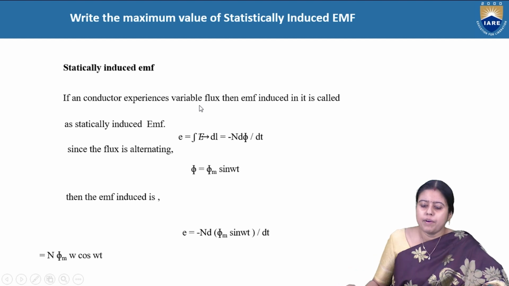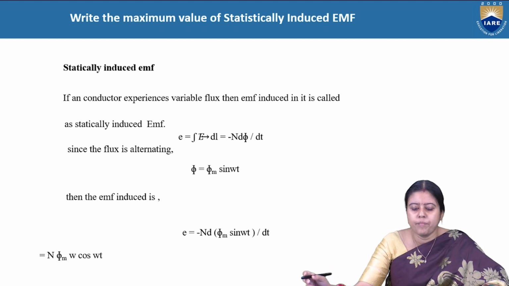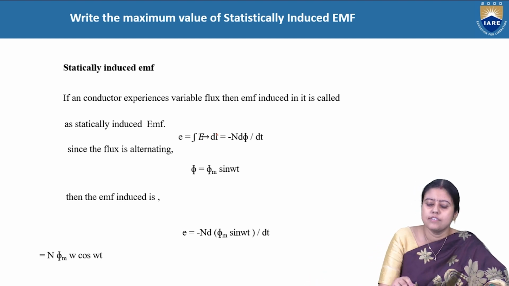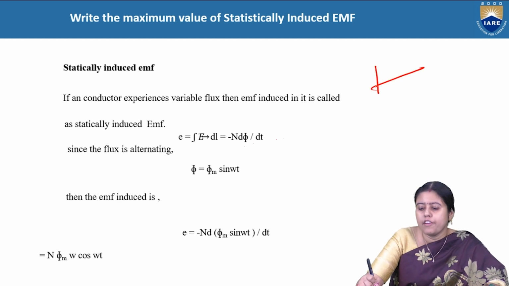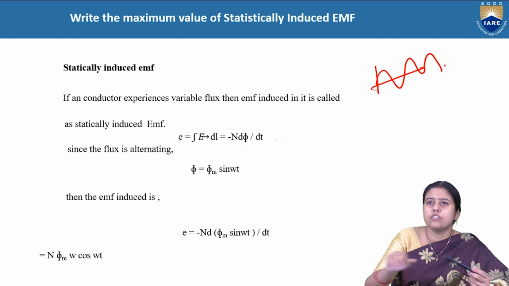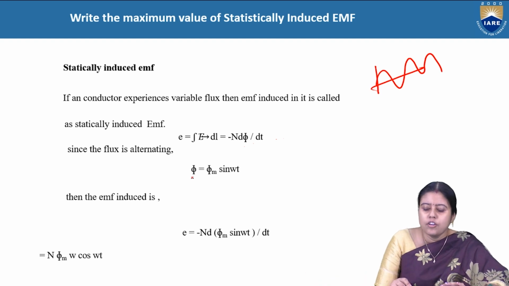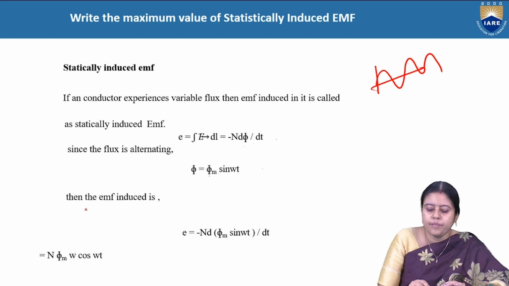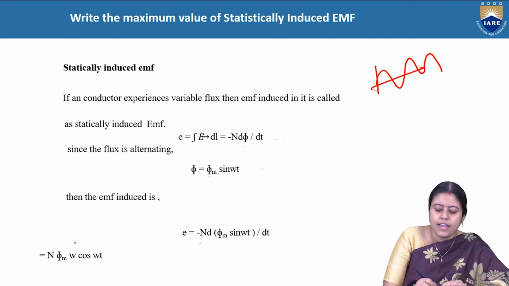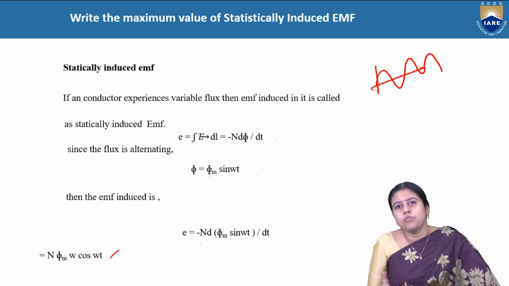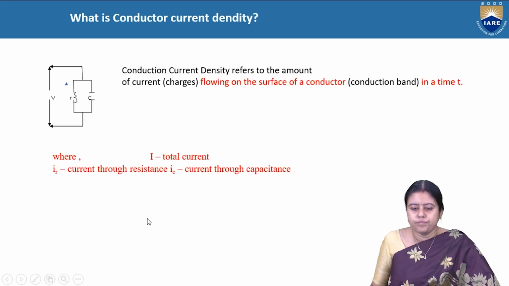What is the maximum value of the statically induced EMF? We know in the case of statically induced EMF, the flux is varying. So E is equal to minus N d phi by dt. As this is a time varying field, phi is equal to phi m sin omega t. Then the EMF induced is equal to N d by dt of phi m sin omega t, which is N phi m omega cos omega t. When omega t is equal to 0, we get the maximum value.